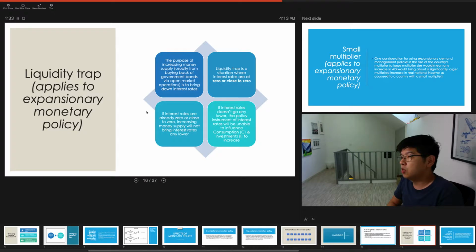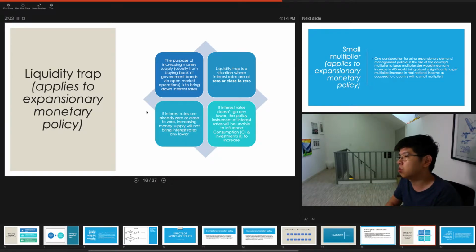Another limitation is what we call a liquidity trap. This applies only to expansionary monetary policy. Remember, when trying to increase money supply by open market operations, the main objective is to cut interest rate to influence C and I. Now, when interest rates are already zero or close to zero, increasing money supply cannot bring interest rate down any further. So this is where we say you have a liquidity trap.